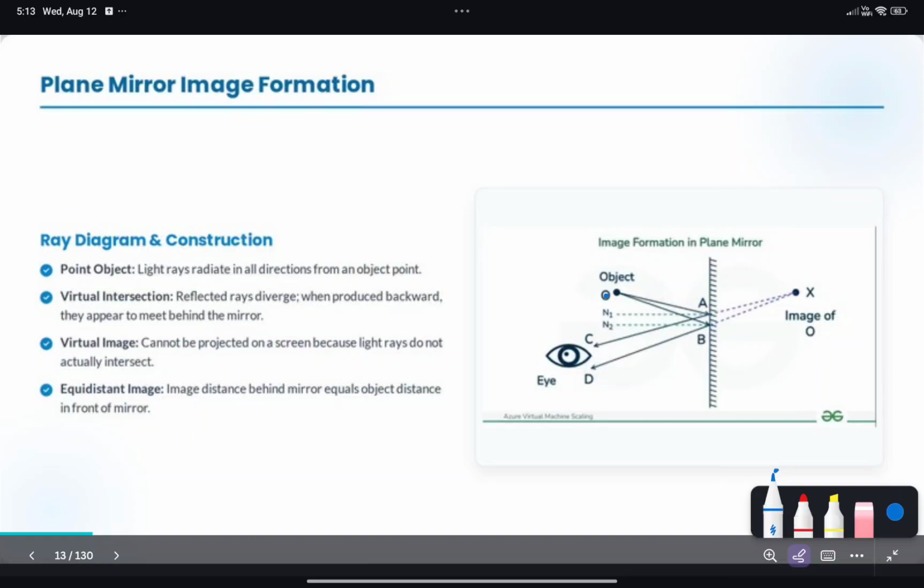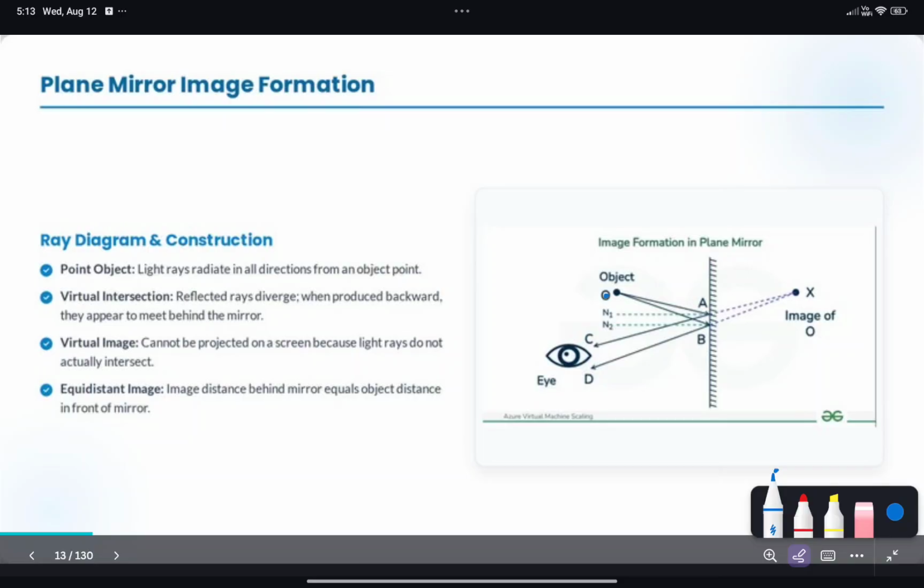Point object. Light rays radiate in all directions from the object. You can take a number of rays, but at least we need two rays. At least how many rays do we need? Two. These objects simply radiate some rays. Light rays radiate in all directions from an object point. Clear?